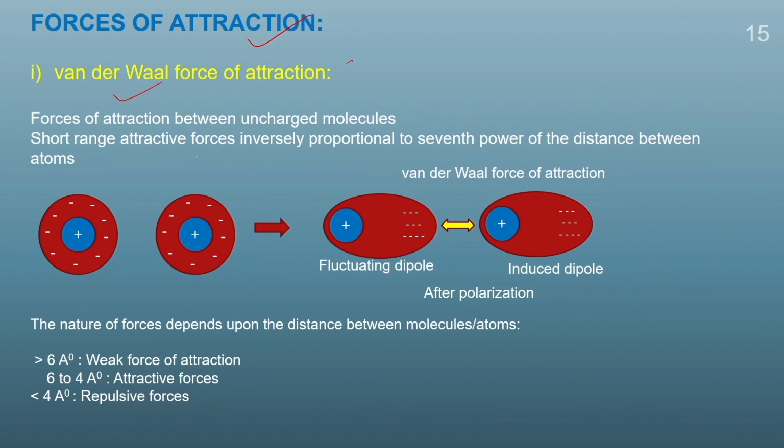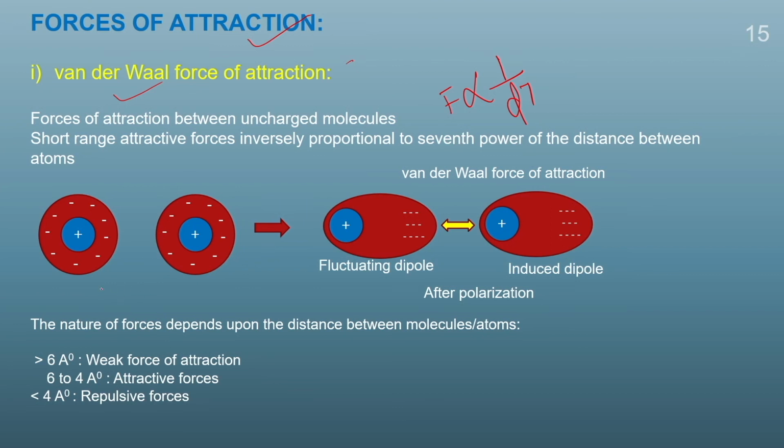Van der Waals forces of attraction can be defined as the force of attraction between two uncharged molecules, and generally these are short range attractive forces, inversely proportional to the 7th power of the distance. That means this force is inversely proportional to the 7th power of the distance between them. Generally, this force of attraction exists because of the formation of dipole.